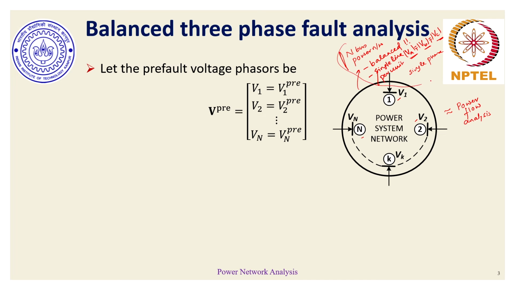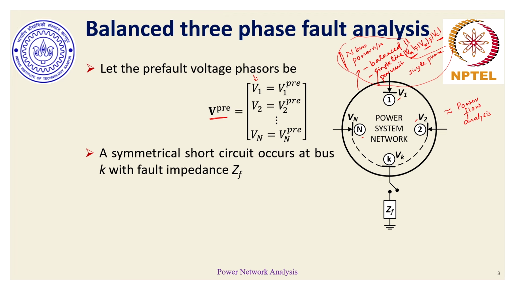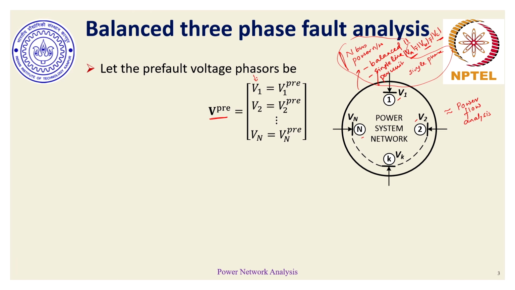With this as our premise, we have an n-bus network which is balanced and can be represented by a single phase representation. Before the fault or any disturbance has occurred, we know for sure the equivalent single phase per unit balanced voltages at each of the buses 1 to capital N. These arrows here indicate the presence of any source or load which might be present on each of the buses.